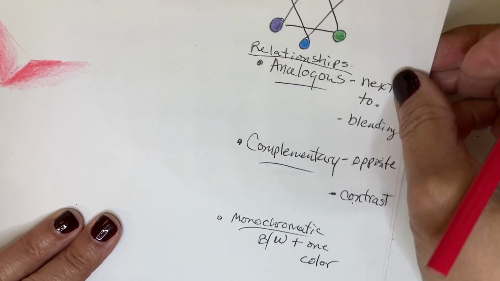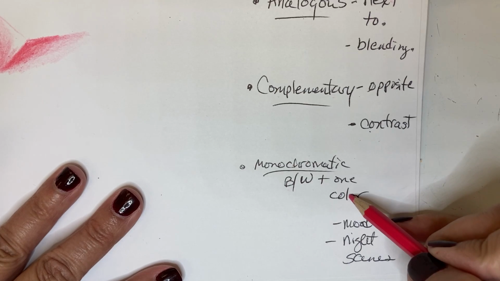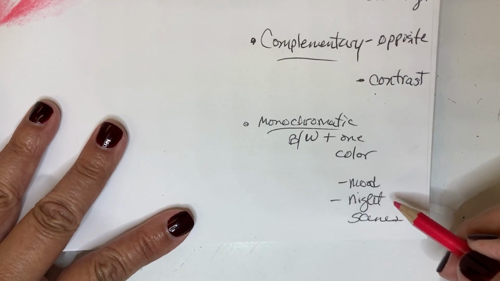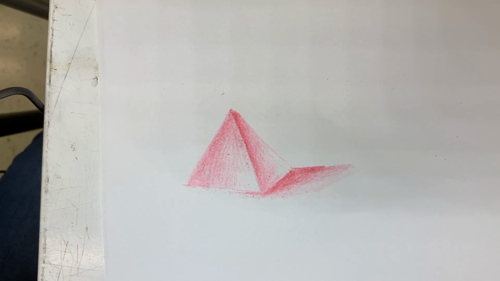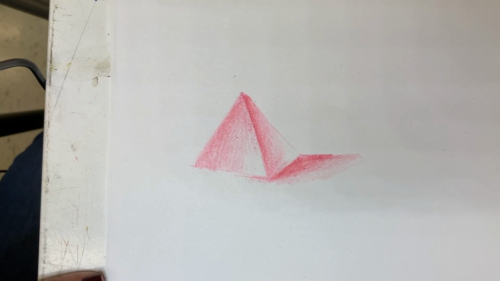Another relationship is monochromatic, where it's black, white, and one other color. Why do artists use this? Because they want to create a mood or a nighttime scene. Now, let's go back to the drawing. We talked about theory. Theory is very important when you're dealing with art.